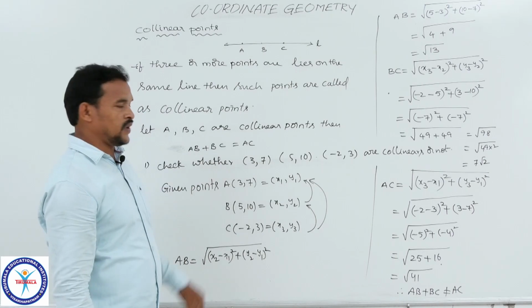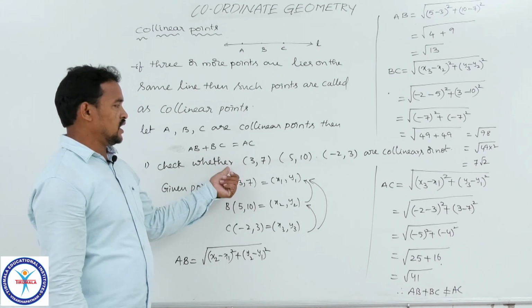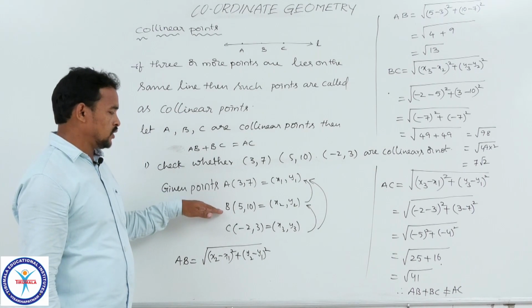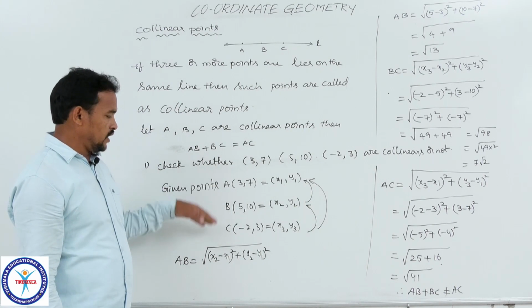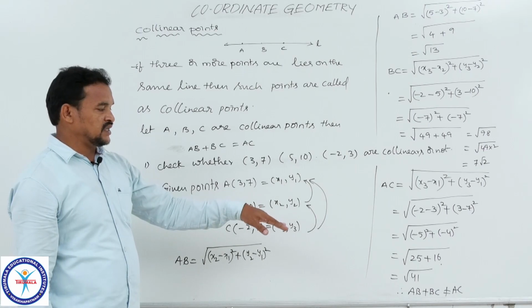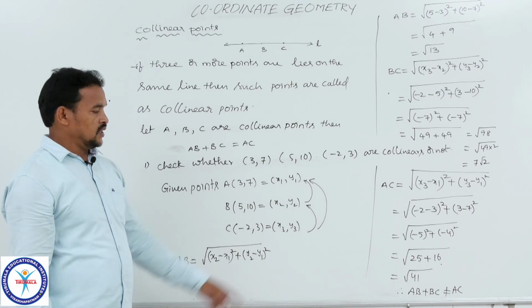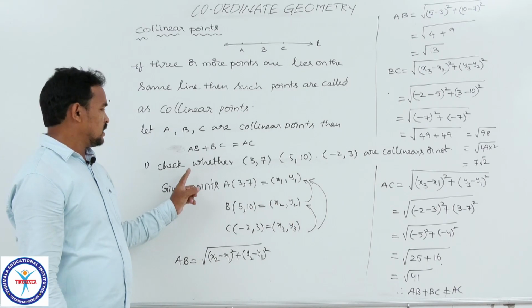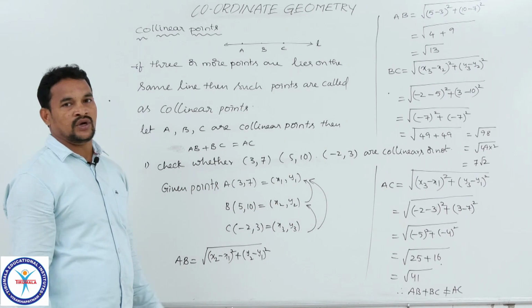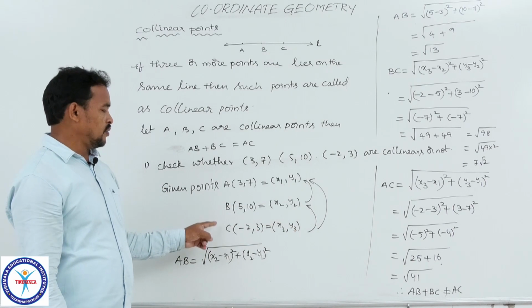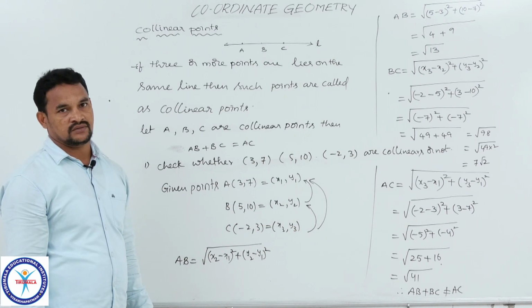Like this, any question if you face, to check whether given points are collinear or not, find the distance from A to B, B to C and A to C. Check whether AB plus BC is equal to AC or not. If AB plus BC equals AC, A, B, C are collinear in that order. If not equal, A, B, C are not collinear points.